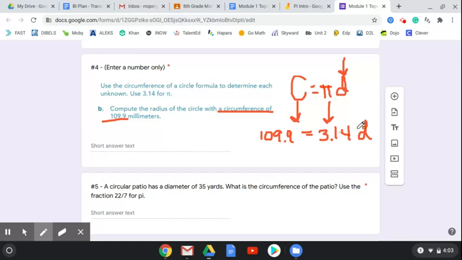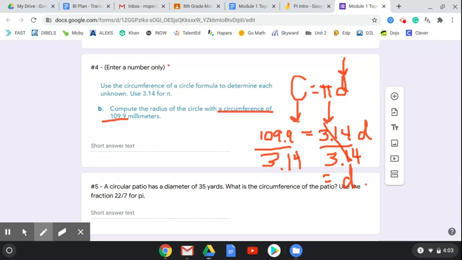These 3.14s would simplify to D, right? And so D is equal to 109.9 divided by 3.14. If I put that in my calculator, 109.9 divided by 3.14, that equals 35. Okay, now that's what the diameter is.